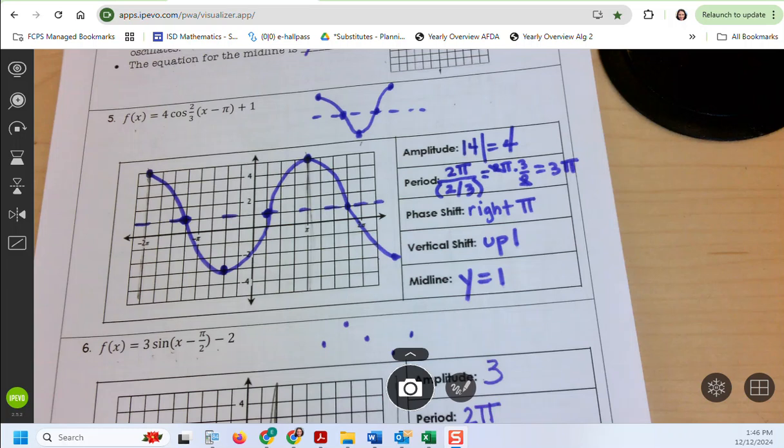Other questions? Okay, so as you know, this course is called Applications, right? There are a lot of really good applications of sinusoidal functions. So if you turn the page, we're going to do an application problem.